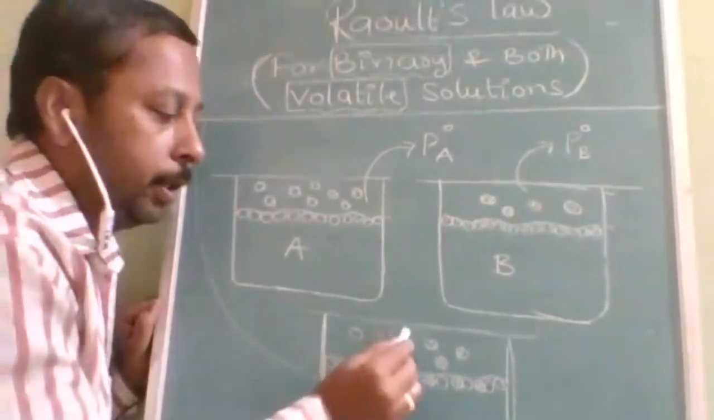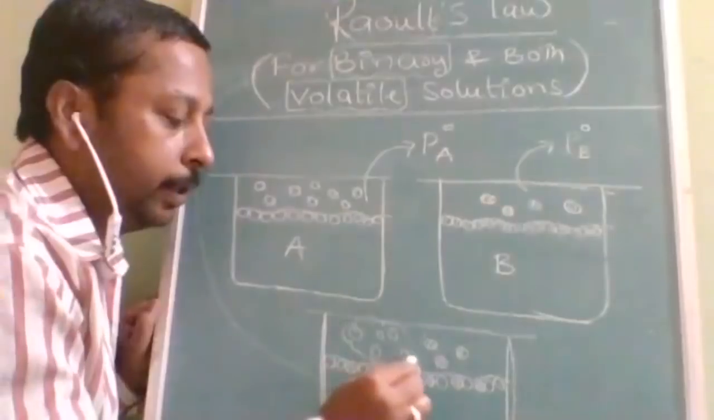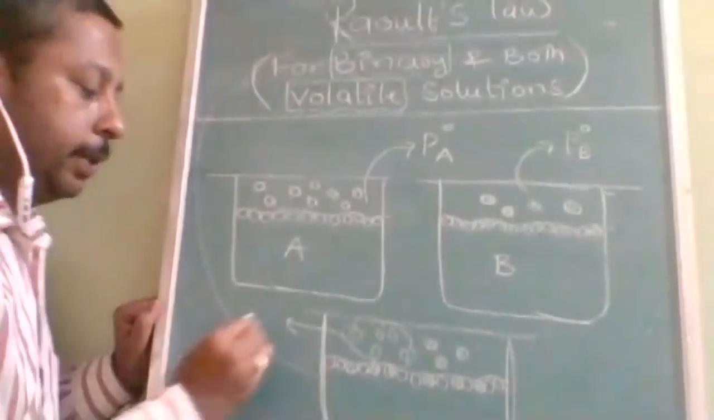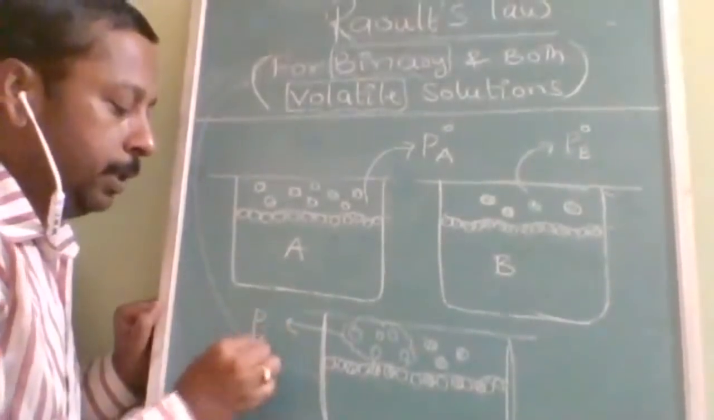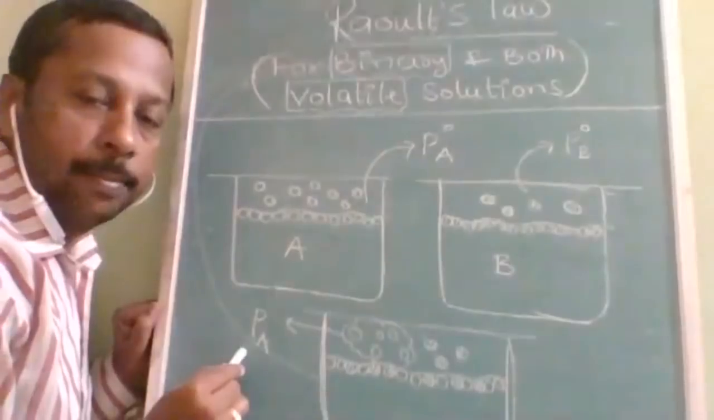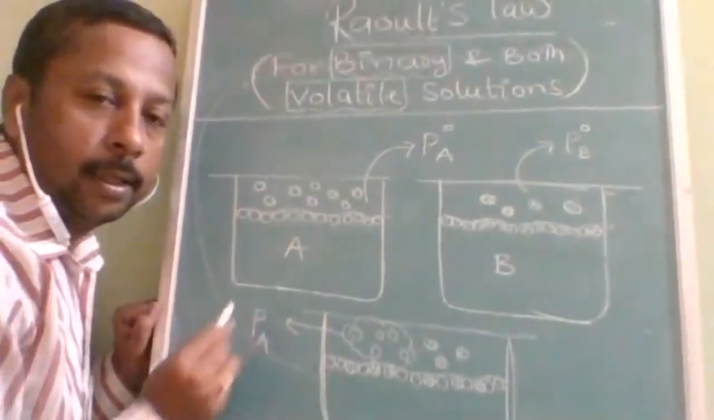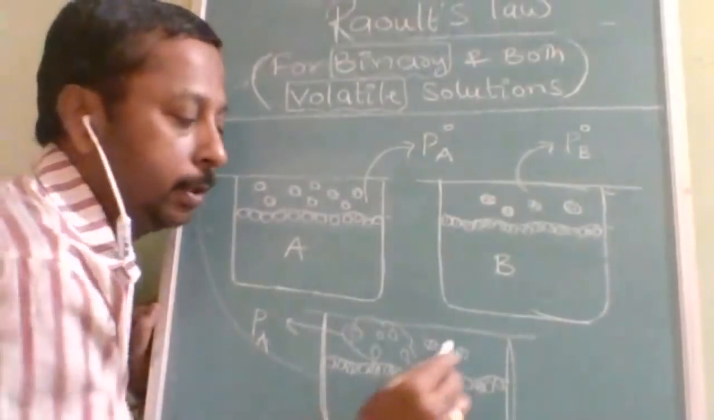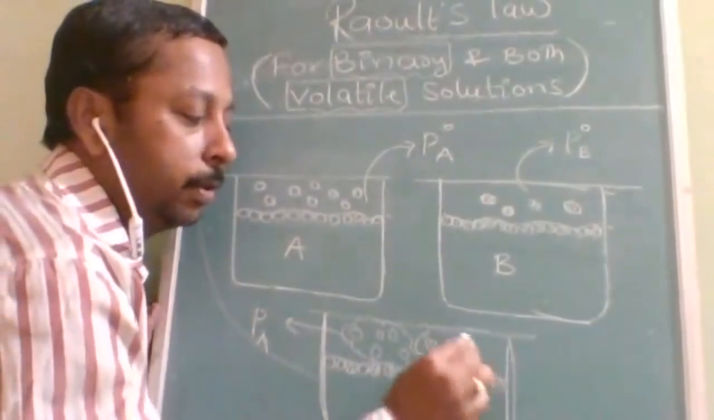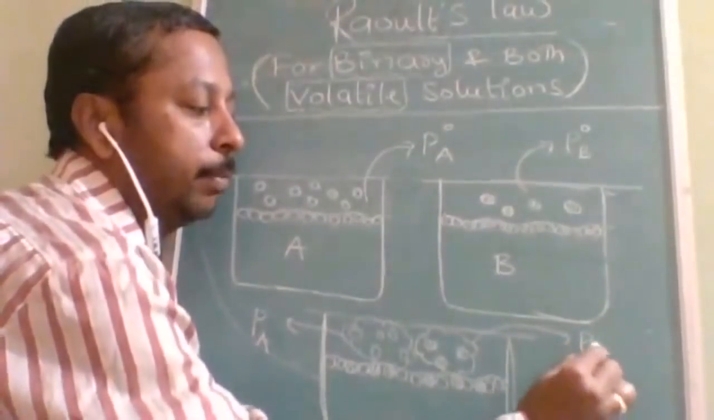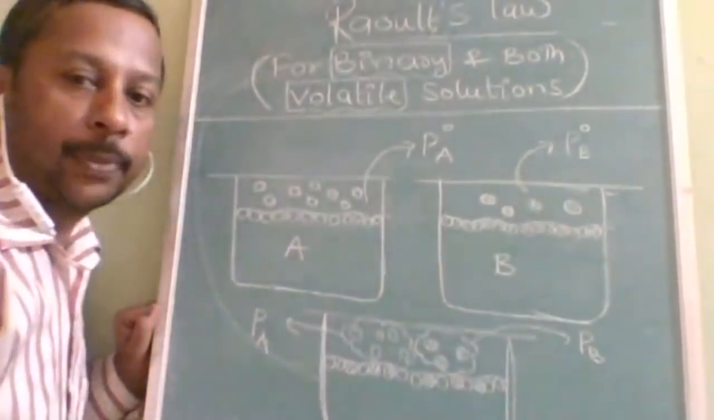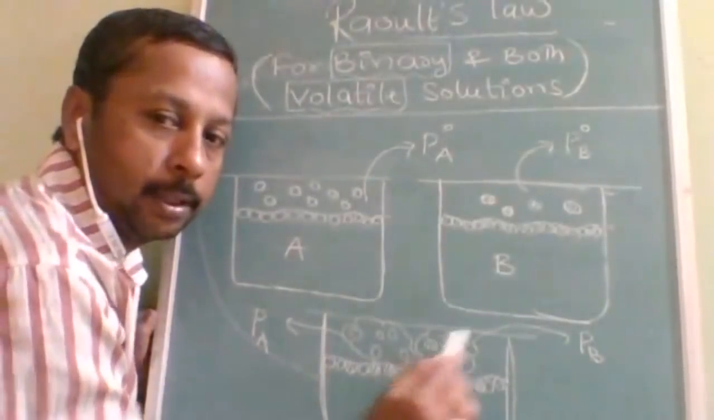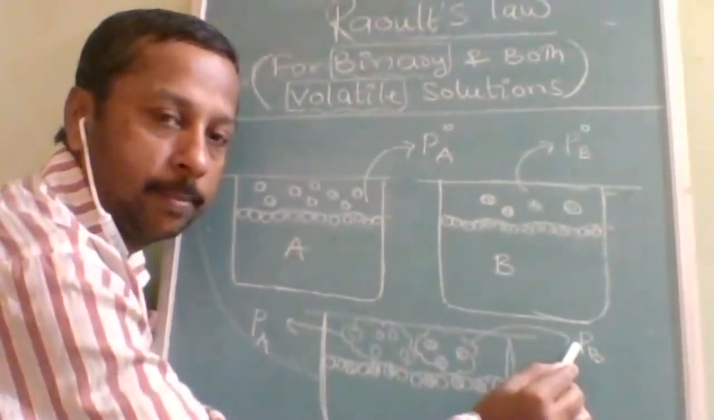Here I take only the pressure of A, but I cannot write it as P naught A. It is written as PA. We cannot write the circle over here because it is no longer in the pure state. It is mixed with something else. This is also the vapor pressure of B, but after mixing, so it will be PB. Even though I am counting only the B molecule pressure there, it is still called PB.